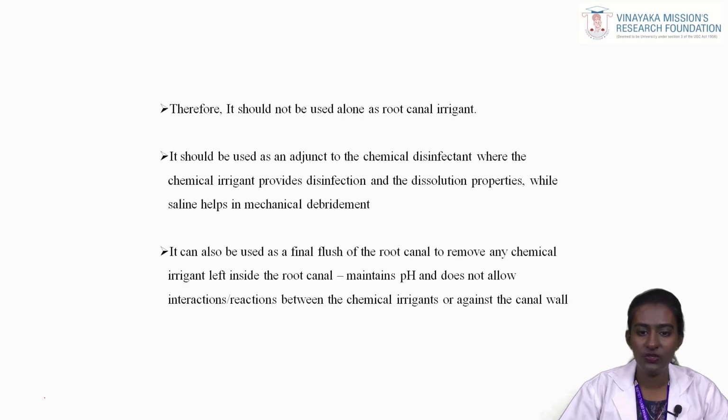Therefore, it should not be used alone as a root canal irrigant. It can be used as an adjunct, or as a final flush of the root canal to remove any irrigant left inside, which helps to maintain the pH and does not allow any interactions or reactions between the chemical irrigants or against the canal wall.